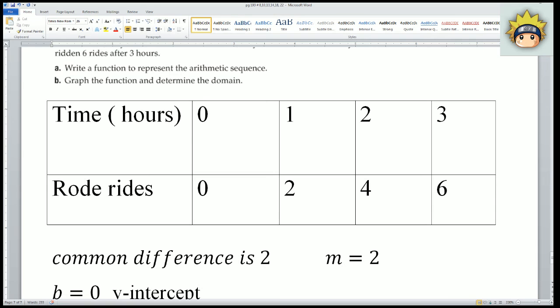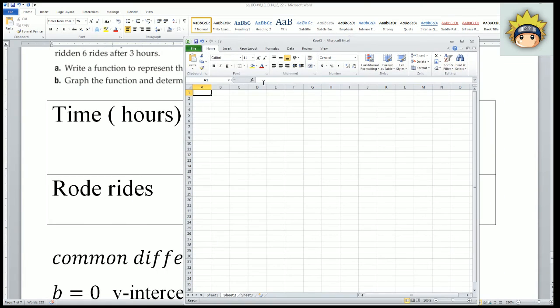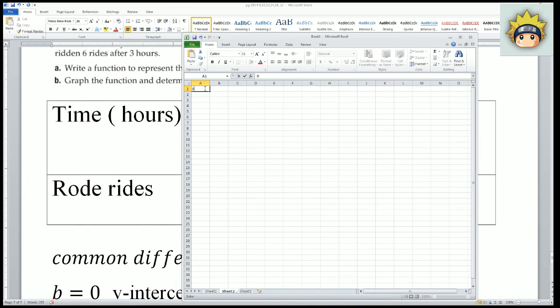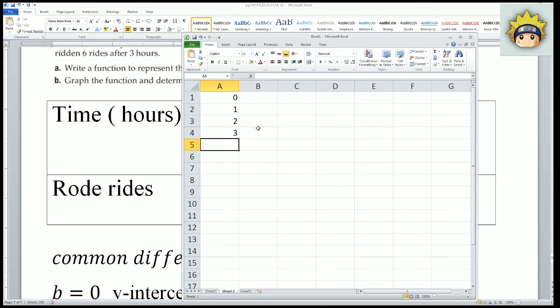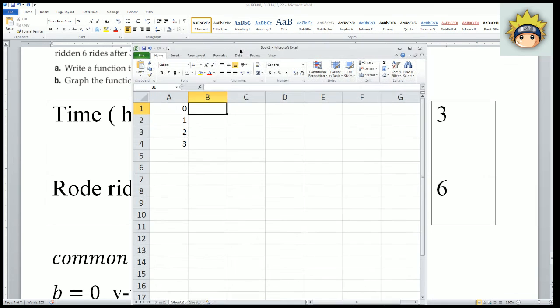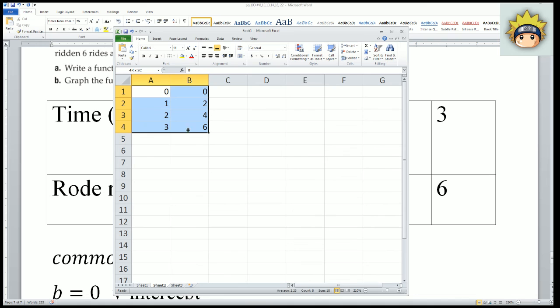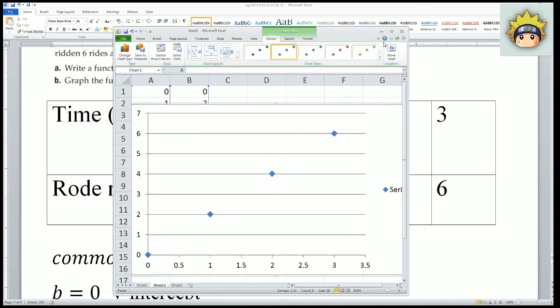So let me just bring up my Excel sheet. Open up another sheet. The terms are 0, 1, 2, and 3. Let me zoom in so you could see it a little bit more. Do you see that? 0, 1, 2, and 3. For 0, it was 0. For 1 was 2 rides. For 2 hours, it was 4 rides. And 3 hours is 6 rides. Good. Select the data points. Insert. Scatter plot. Here you go.